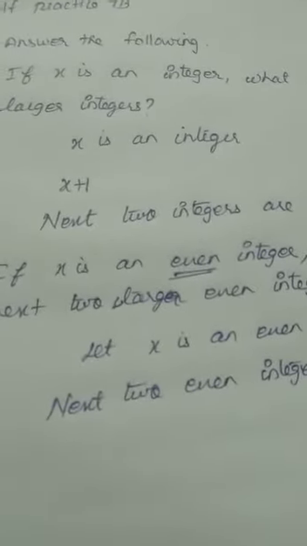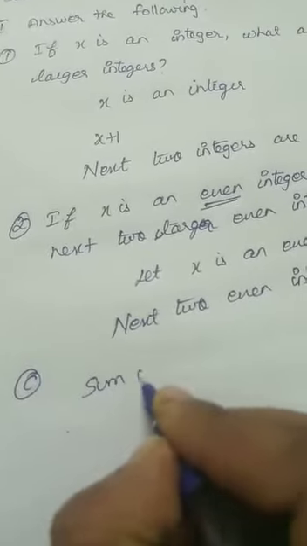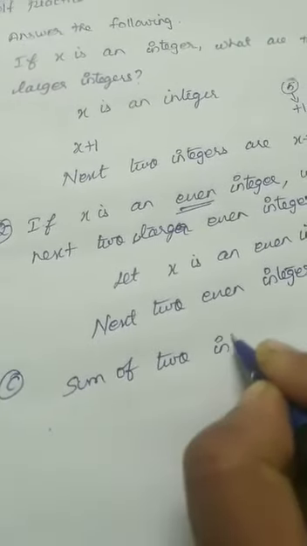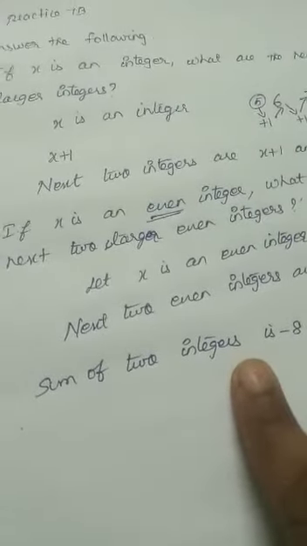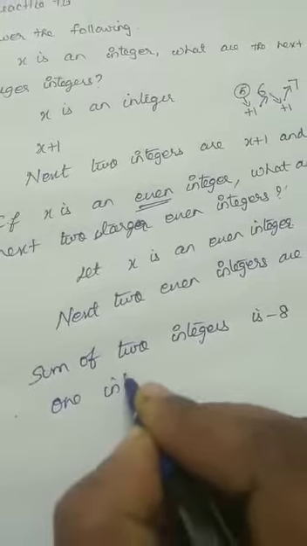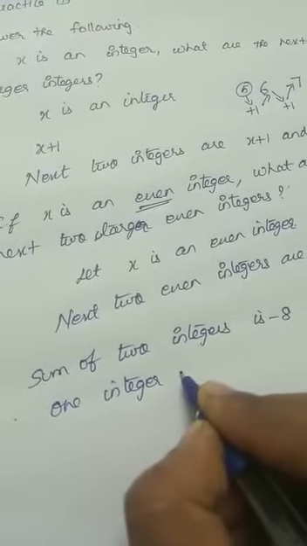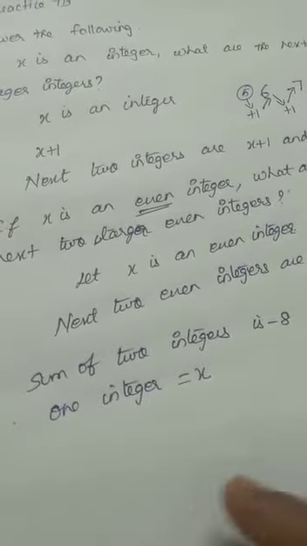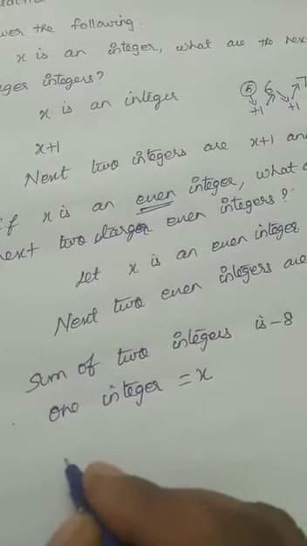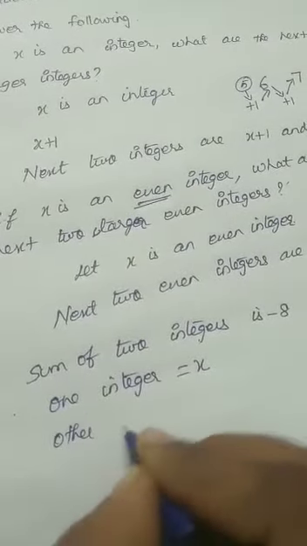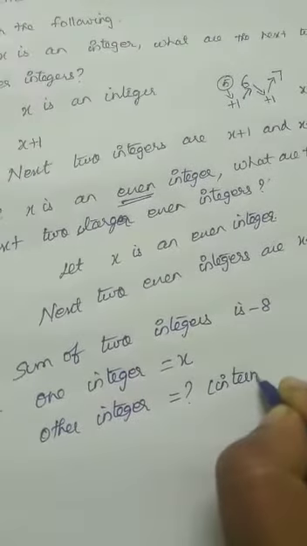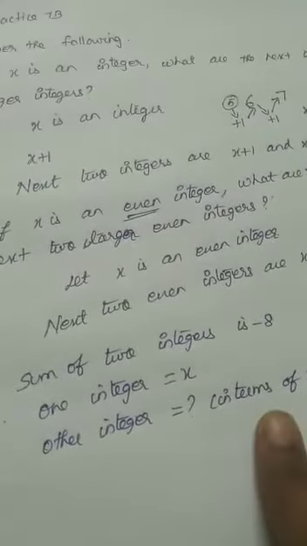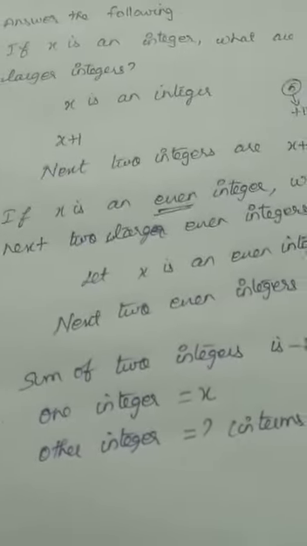The sum of two integers is minus 8. This is given in the question. One integer is represented by x. Represent the other integer in terms of x is your question. That means you have to find the other integer in terms of x. Can you understand the question? So how will you represent it in terms of x?